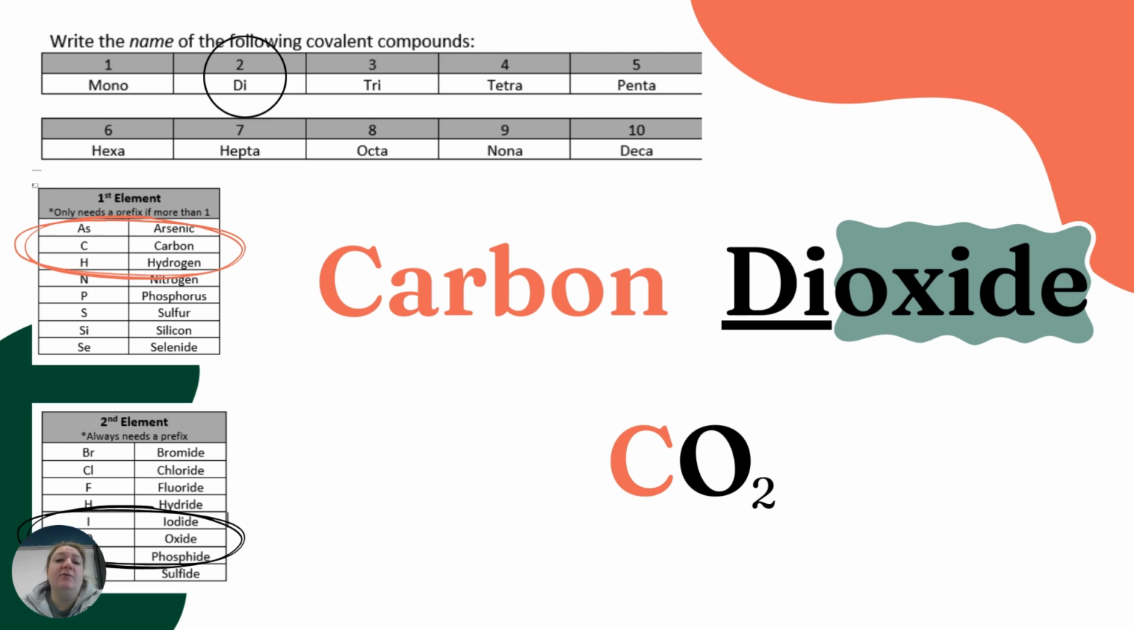Now, when we go to make the formula, it's almost a little easier. So carbon, if we look over at the left, is C. I have it circled in pink. Oxide over on the left is O. And then the di in front of it means that there's 2 of them. So it would be CO2.